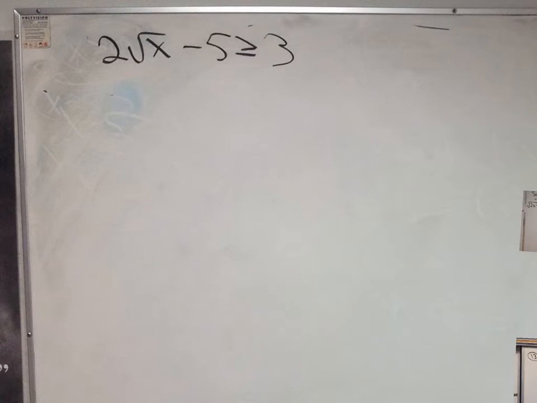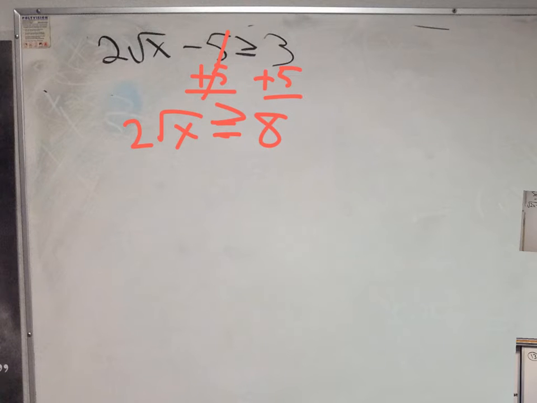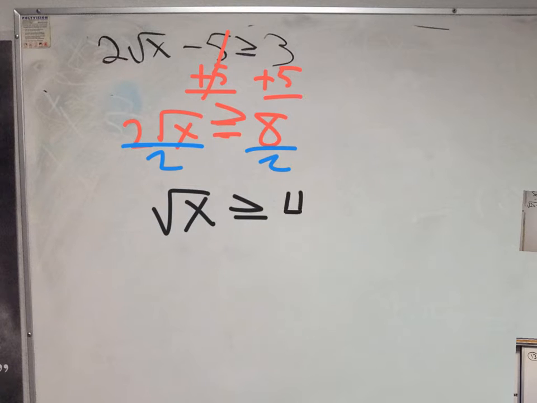Okay, so I am going to add 5 to both sides first to isolate the radical. So plus 5 there, plus 5 there. Okay, cancels. You're going to have 2 square root of x, that's greater than or equal to 8. And last but not least, we're going to divide by 2. So we're going to have the square root of x is greater than or equal to 4. And now we need to get rid of the radical once we've isolated it. So we're going to square both sides. You're going to have x is greater than or equal to 16.